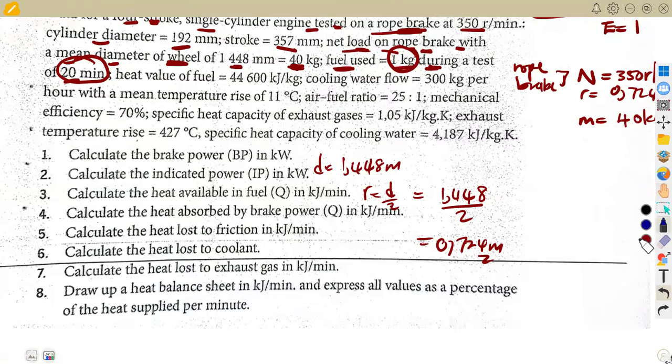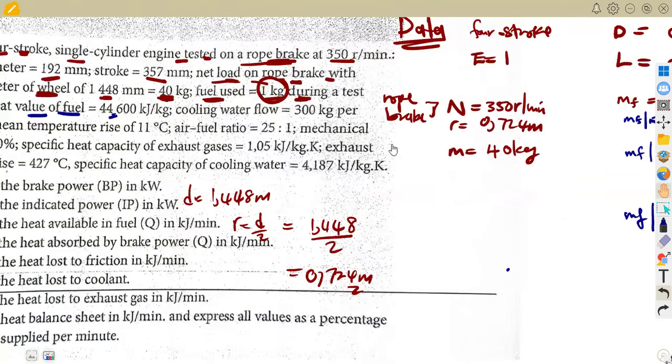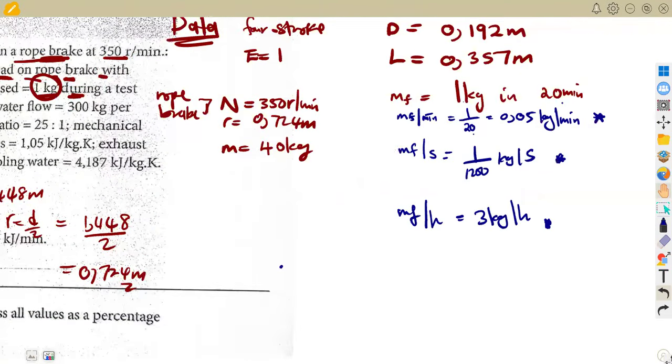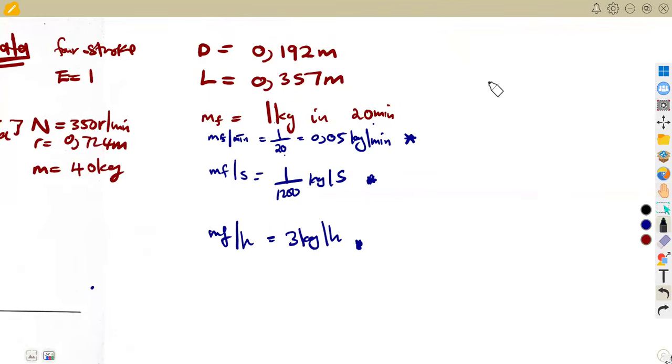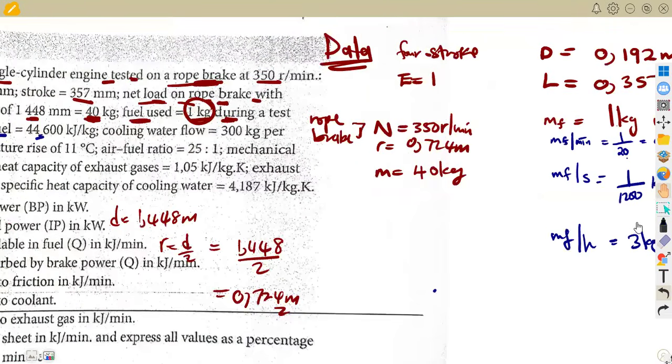The heat value is given. The heat value of fuel is 44,600 kilojoules per kilogram, which is fine. We have the heat value, which is our calorific value. There's no problem here. Our calorific value, which is the heat value, is 44,600 kilojoules per kilogram of fuel. This is what we have.